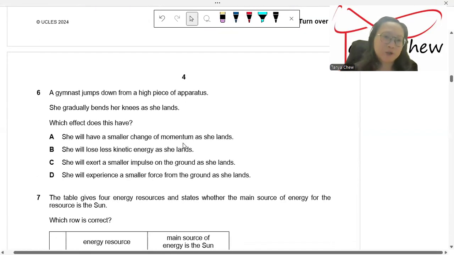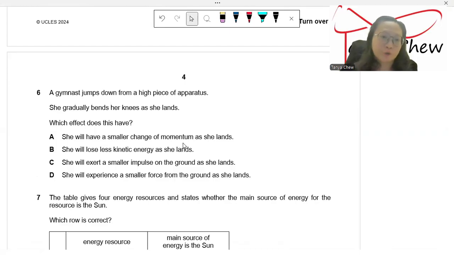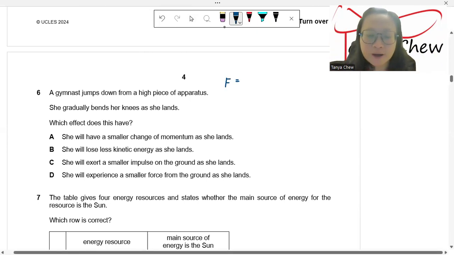Question number 6. A gymnast jumps from a high piece of apparatus. She gradually bends her knees as she lands. Which effect does this have? You could see that even in long jump or high jump, or when jumping from a tall place, they will bend their knees first before they stand up, right? So why? The reason is this.